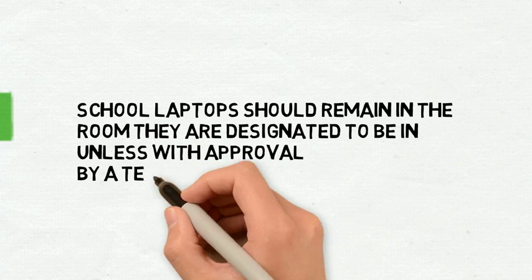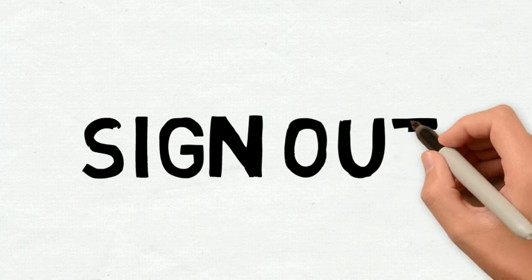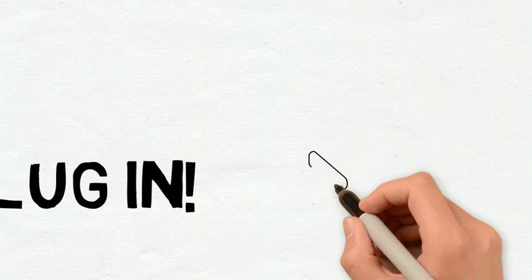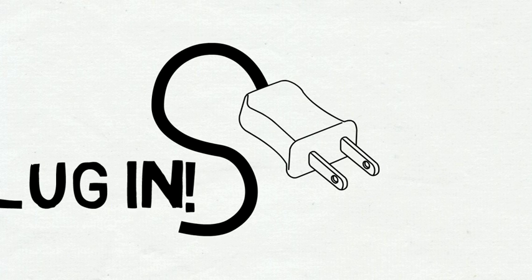School laptops should remain in the room they are designated to be in, such as the Star Lab or library, unless with approval by a teacher or tech director. If approved by a teacher, the student should sign out the device with their name, the computer number, and the location where it will be used. The Idea Lab may be used with approval of a teacher or the tech director. It is very important to put your computer back in the appropriately labeled location and charge your device. That way the next person who needs it will be able to have the same experience you did.